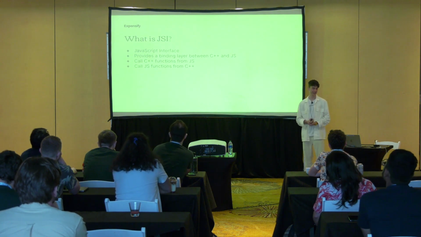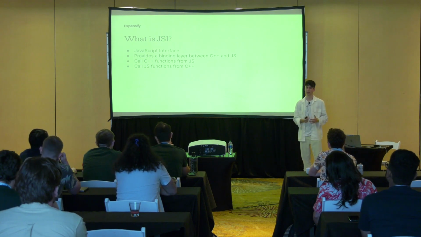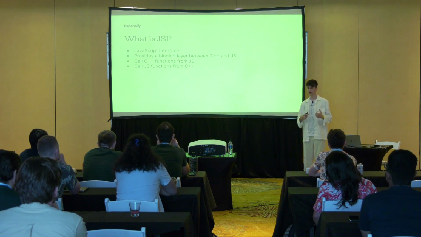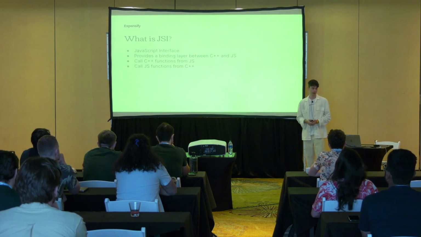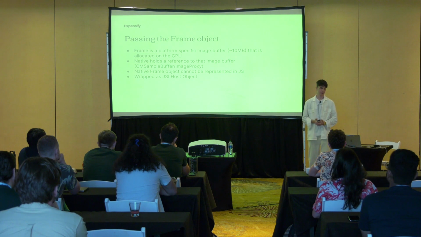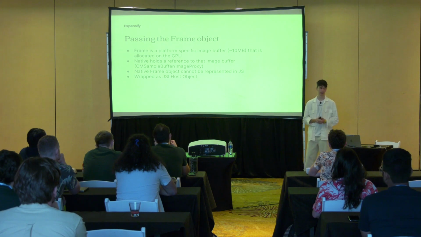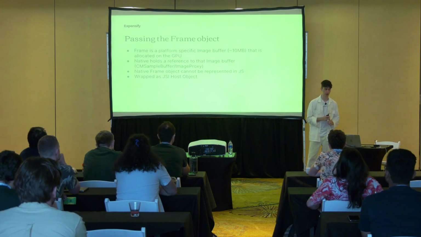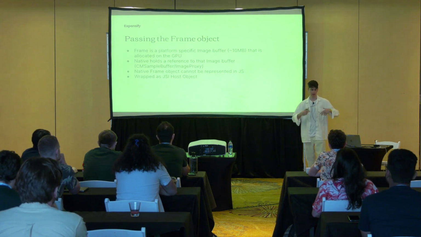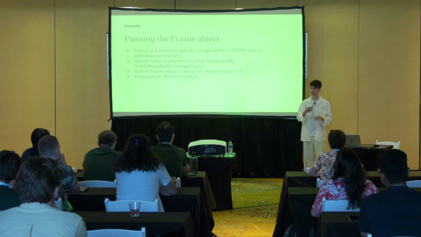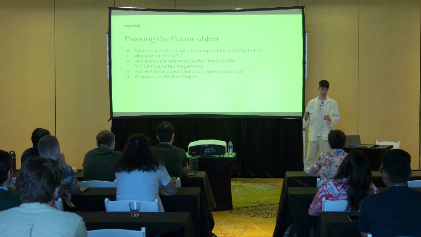So what is JSI? JSI is the JavaScript Interface. It provides a binding layer between C++ and JavaScript, so your JavaScript runtime is built with C++, and you can call C++ functions from JavaScript, and vice versa, the other way around. Perfect, that sounds like exactly what we need. So we want to pass the frame object to the JavaScript function using JSI. And there's actually a convenient thing here called the JSI host object, which you can use to wrap the native GPU buffer of the frame as a C++ class, and then anything that can be exposed to JavaScript, like let's say frame.width, we can access the width of the frame, is actually backed by a C++ implementation.